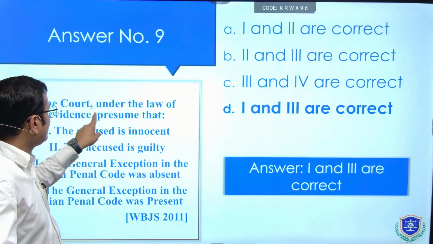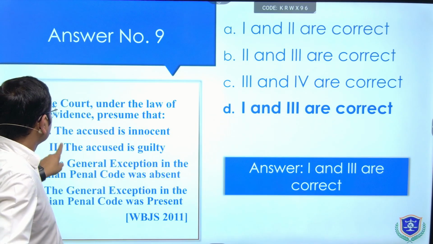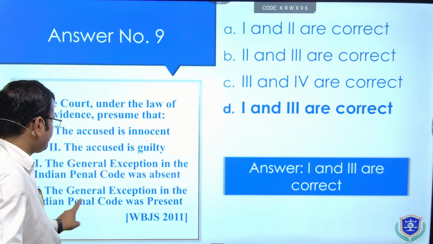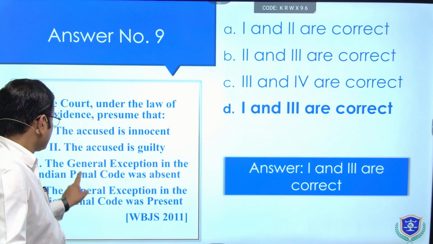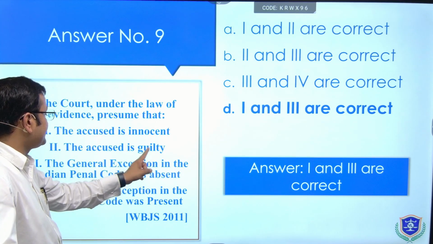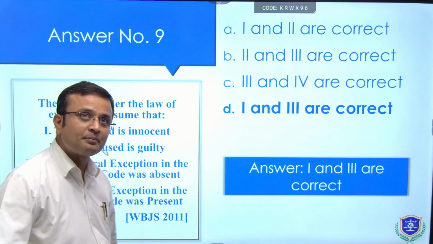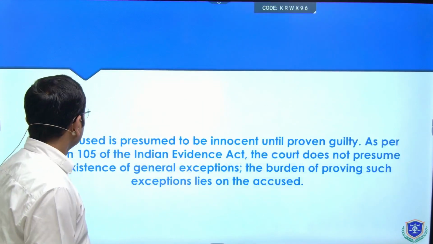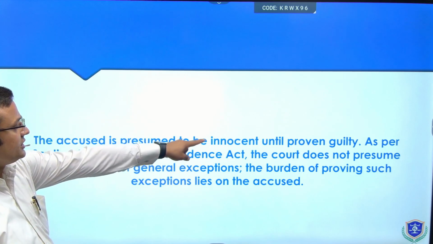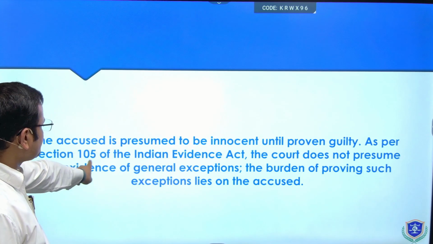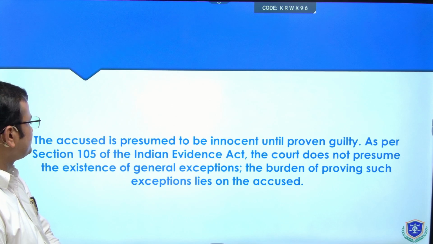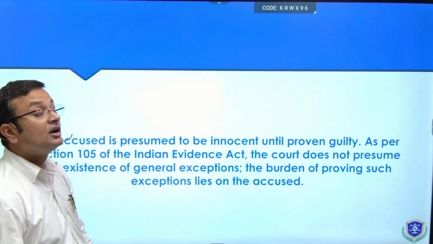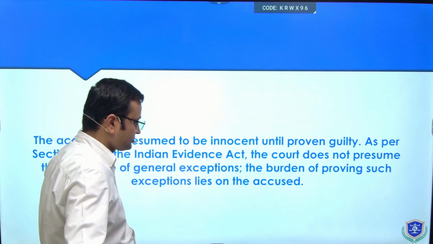The court under the law of evidence presumes that the accused is innocent, and that the general exception in the Indian Penal Code was absent. Now what is the explanation? The accused is presumed to be innocent until proven guilty. As per section 105 of Indian Evidence Act, the court does not presume the existence of general exceptions. The burden of proving such exception lies on the accused.